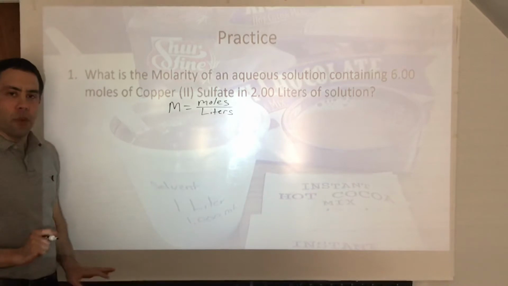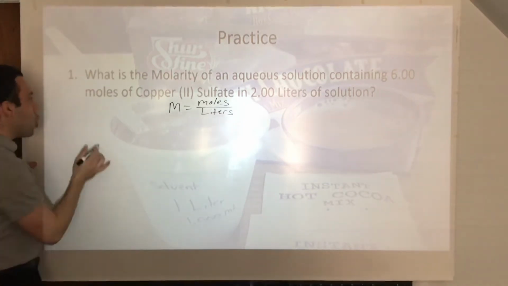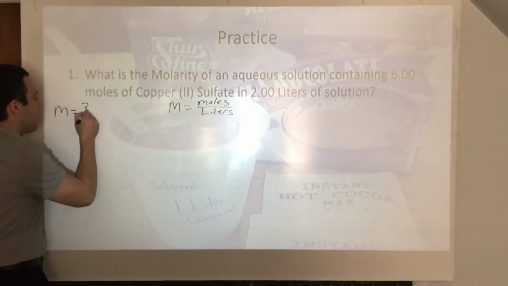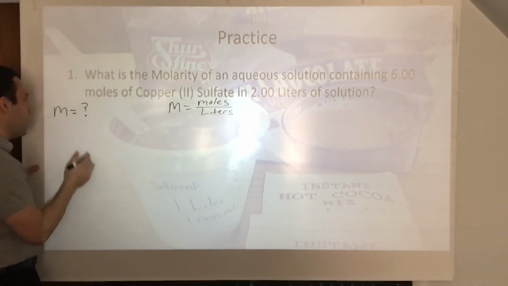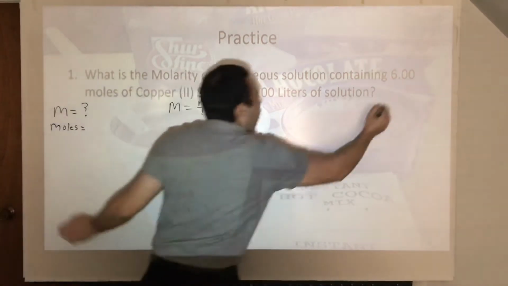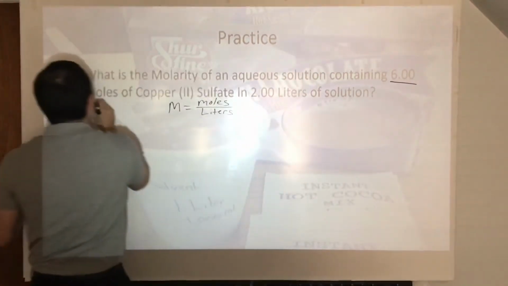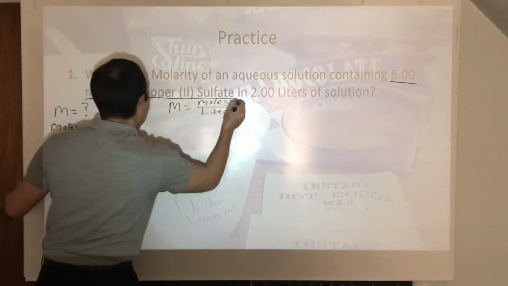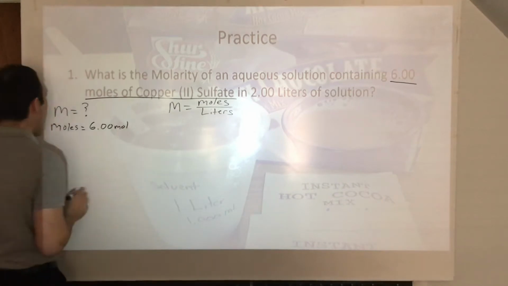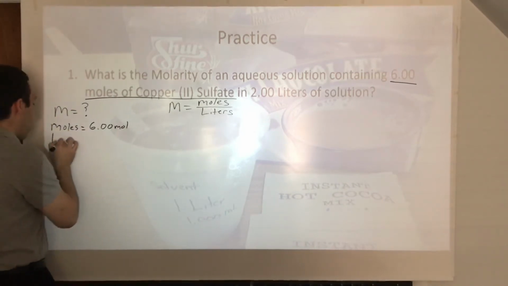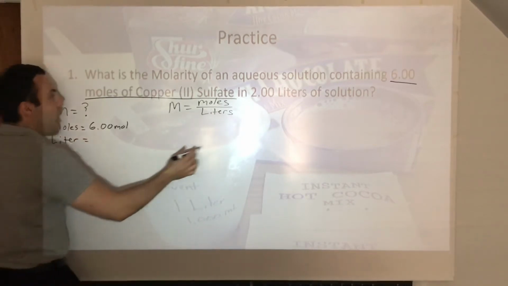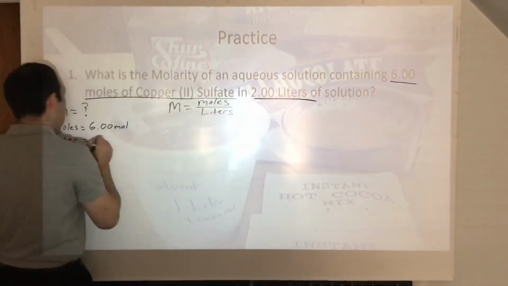The second thing we should do is write down all of our known and unknown values. We do not know capital M, molarity, that's what we're trying to find. We do know number of moles. That is our 6.00 moles of copper(II) sulfate. And we do know liters, our volume of solution. That is 2.00 liters.